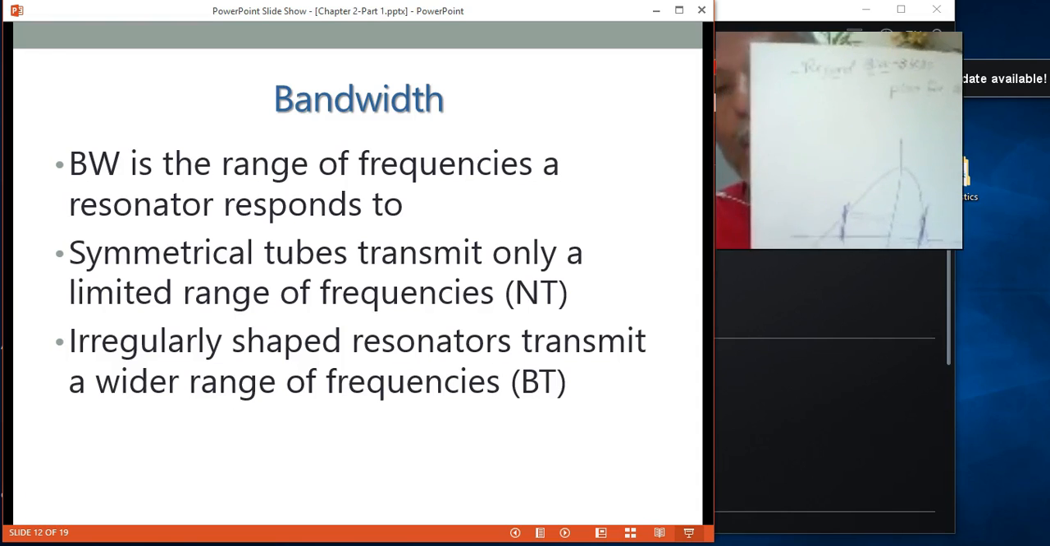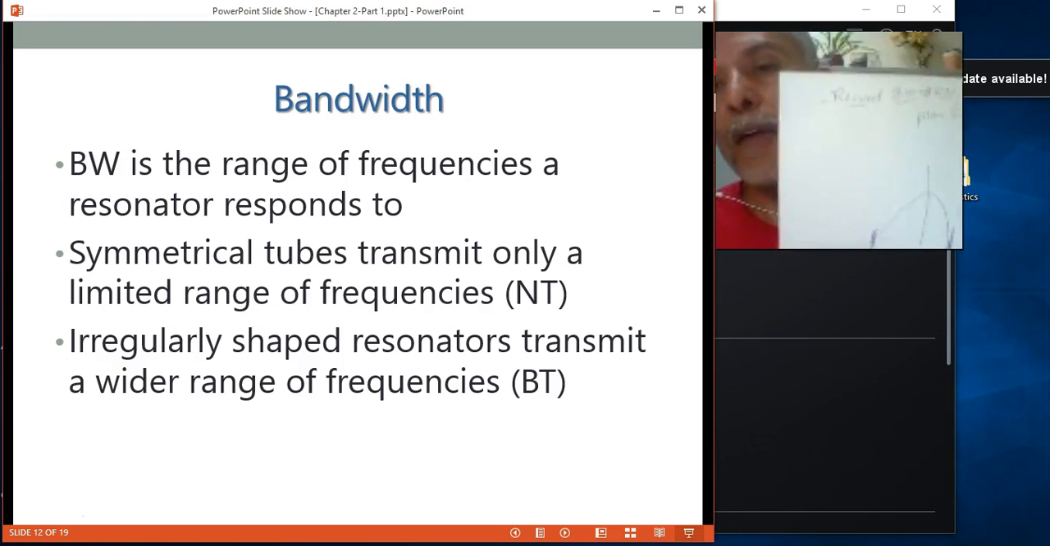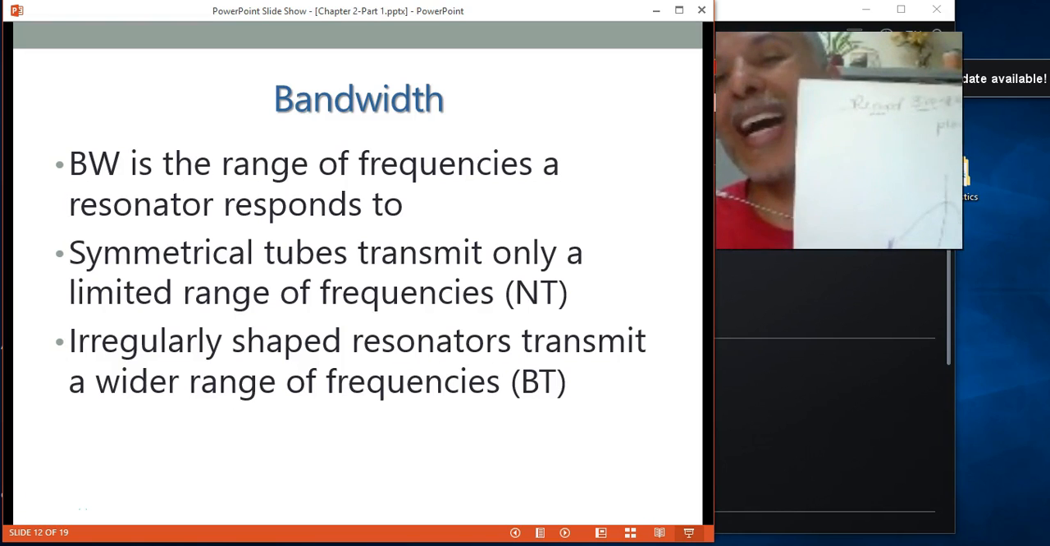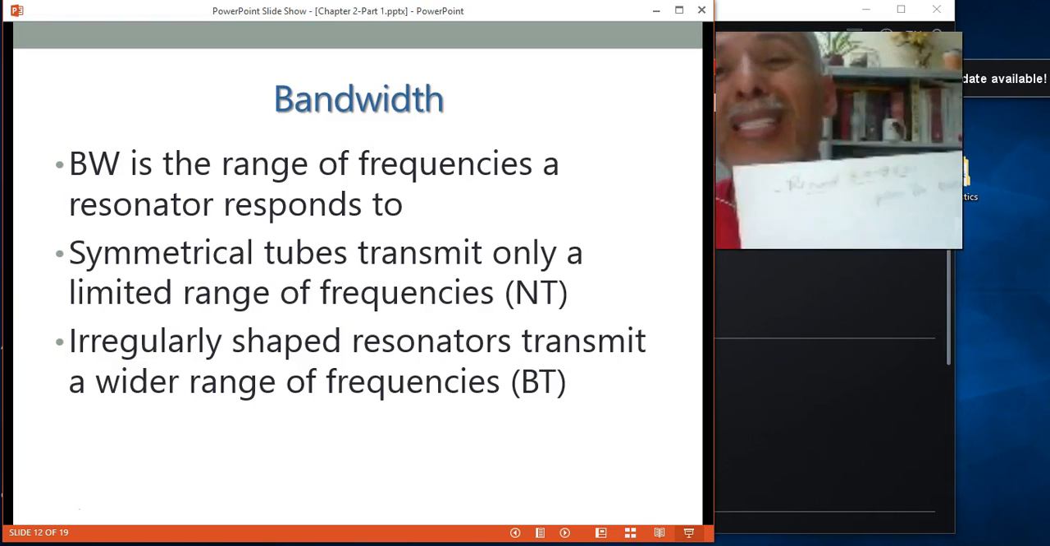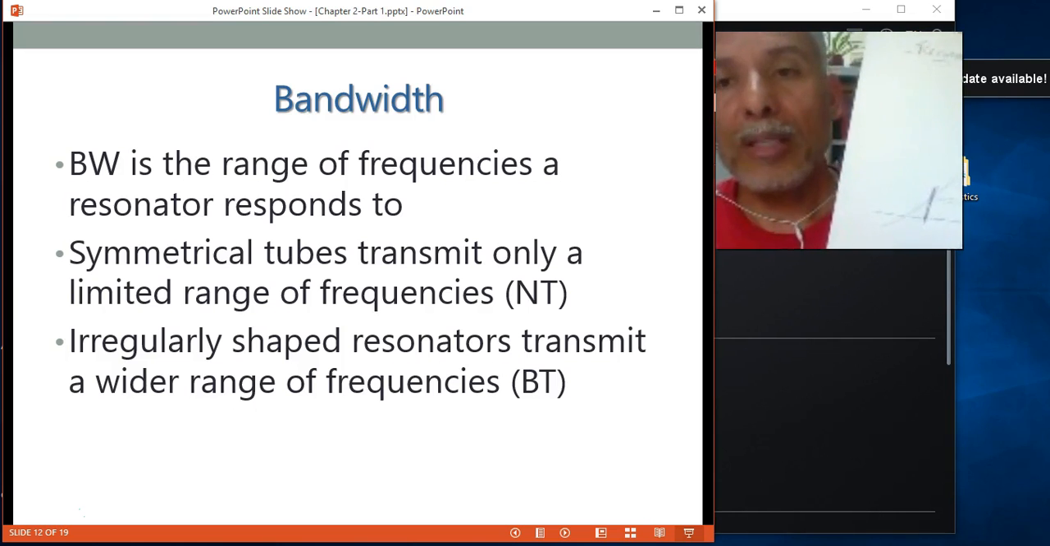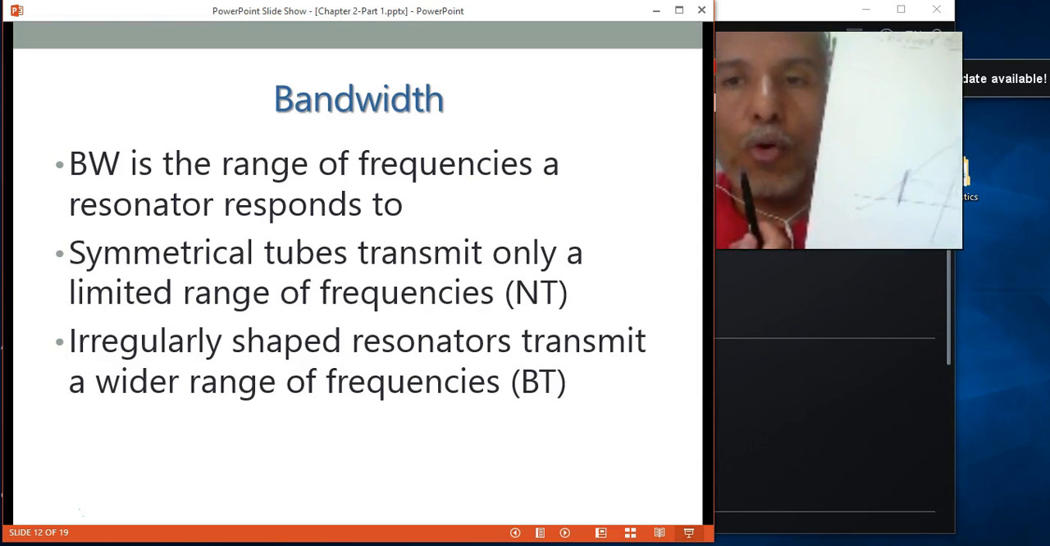300 is the lower cutoff. 500 is the upper cutoff. If there's a frequency that is 290, the thing is not going to care about it, because it is not within range. I can't pick it up. It doesn't come close to my own.